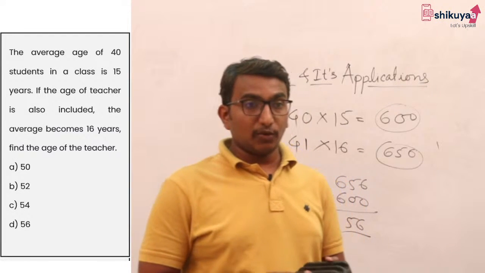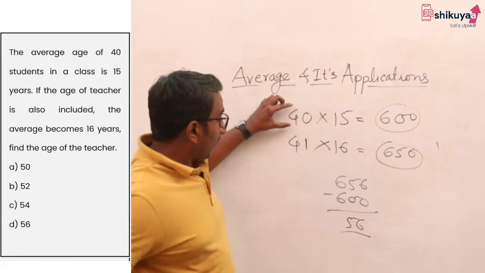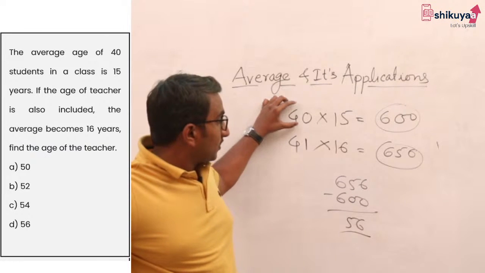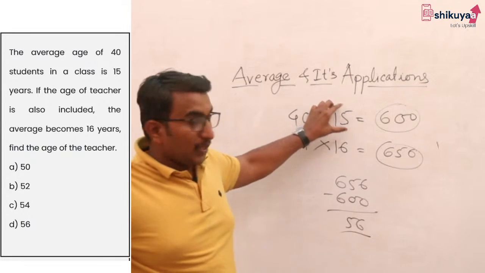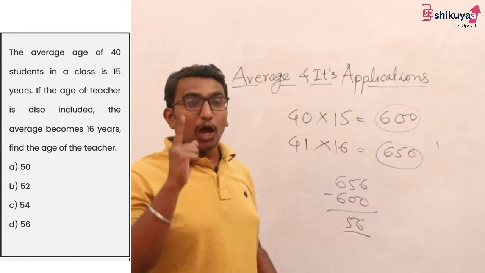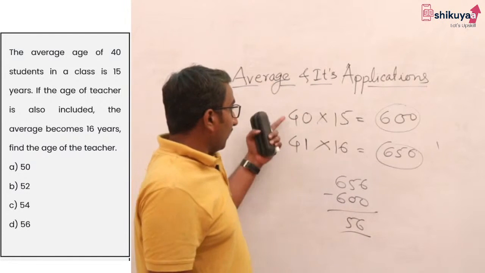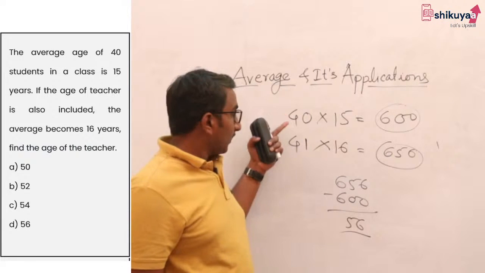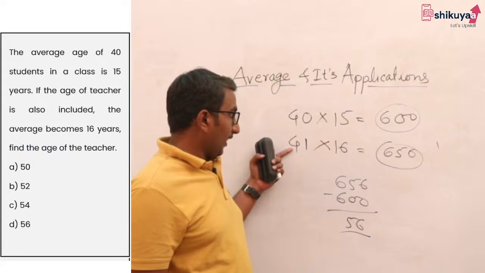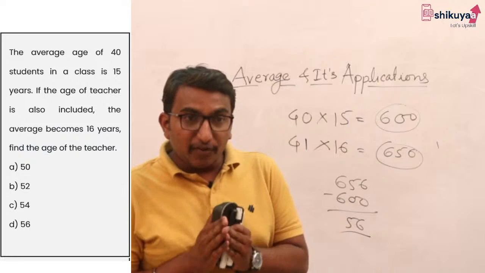Again, how you can apply the logic? The logic is again, earlier the average age was 15, right? Now the new average age is 16. So there is an addition of one average value in each and every person, right? Earlier the members were 40. Now the members have become 41. Okay, so averages.